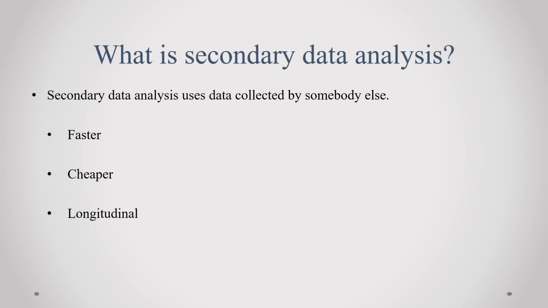So of course, secondary data is data that is collected by someone else and typically for some other purpose. Why look at secondary data? Well, there's a lot more of it. It's faster because you don't have to collect it yourself and it's already collected. It's typically cheaper because you don't have to collect it yourself. And it oftentimes is longitudinal so that you can identify trends over time.